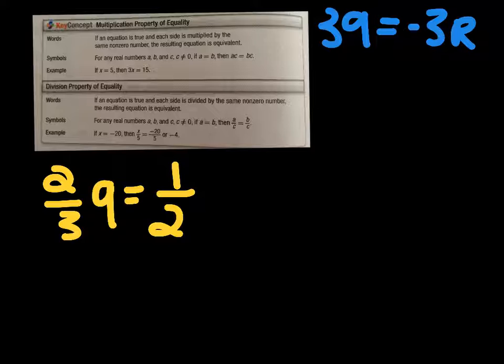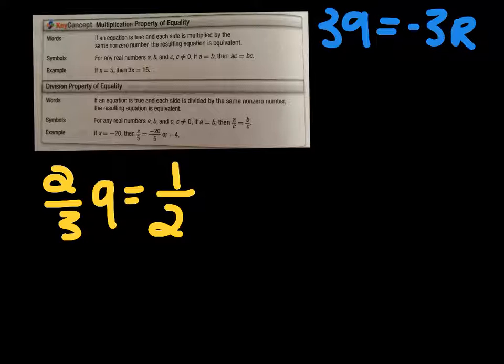Okay, so I just put a picture in this one because I was kind of lazy and I really didn't want to type all that. So, for the multiplication property of equality, if an equation is true and each side is multiplied by the same non-zero number, the resulting equation is equivalent. So that basically means if C does not equal 0 and A equals B, then AC, so that's multiplication, equals B times C. And the example they have is if X equals 5, then 3X equals 15. So if X was 5, times 3, 15.